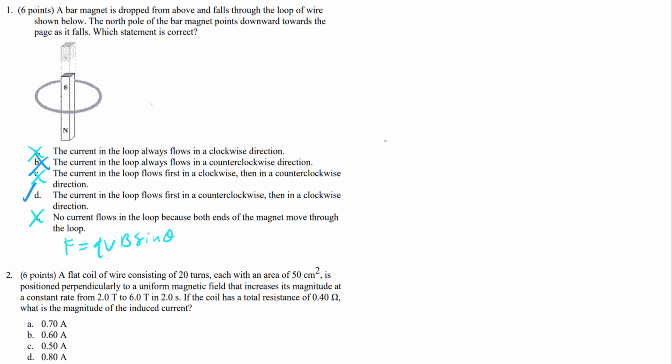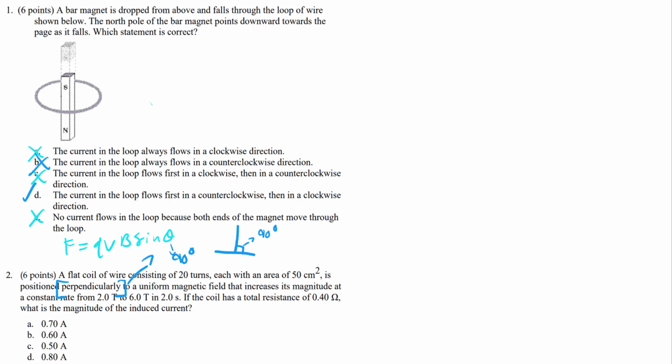So now we have a flat coil consisting of 20 turns, and we have an area of 50 centimeters squared. And it's positioned perpendicularly. That just means that our sine or cosine, but I know that this angle theta is going to be equal to 90 degrees. That's what perpendicular is. So here's my force or whatever, and here's my surface. This angle right there is 90 degrees. That's what perpendicular means.